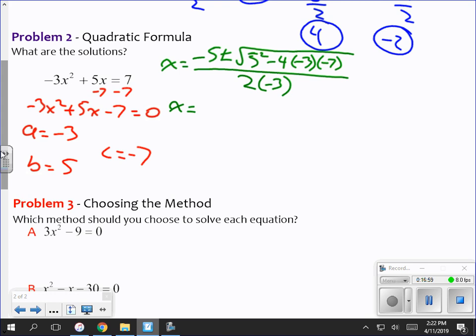So x equals, and then you start to simplify. Can't do anything with the -5, so I just write -5 plus or minus 5 squared is 25. 4 times 3 is 12. 12 times 7 is 84. And I have 1, 2, 3 negatives, so that's minus 84, all over 2 times -3, that's -6.